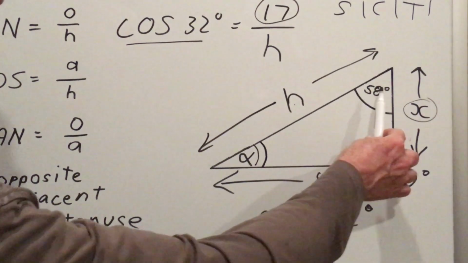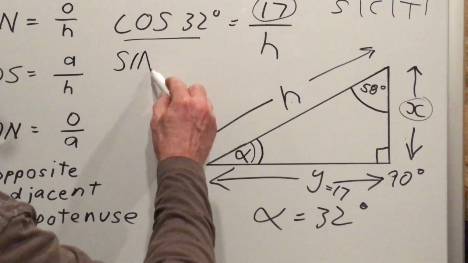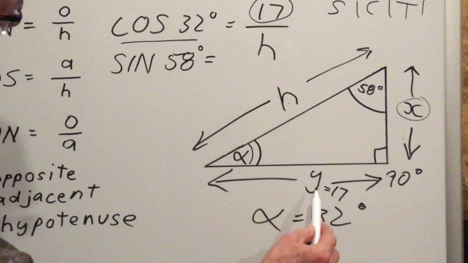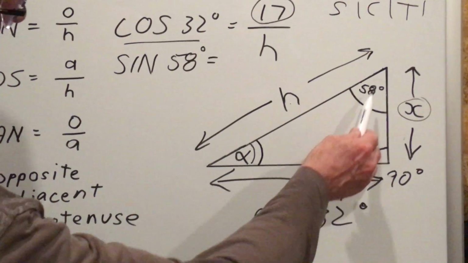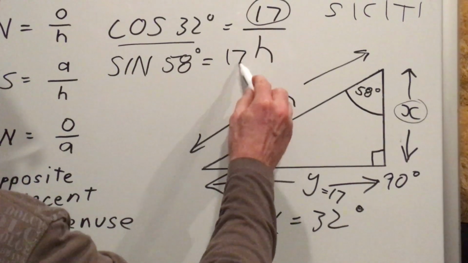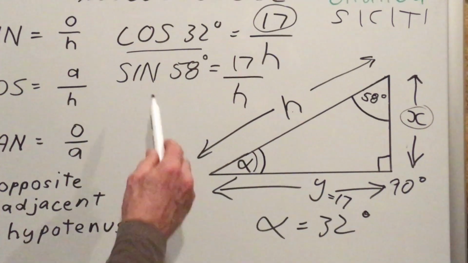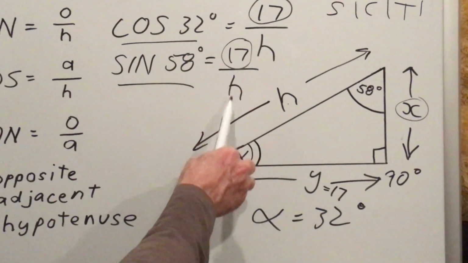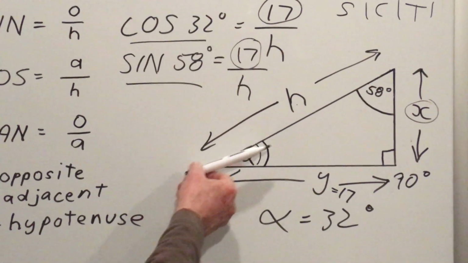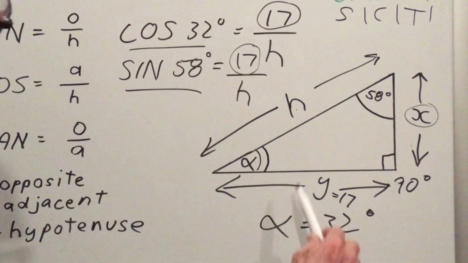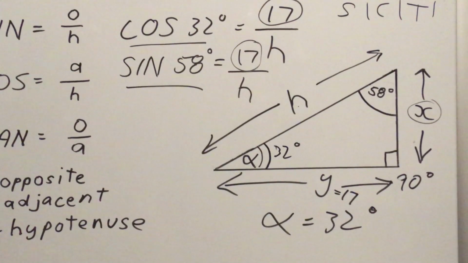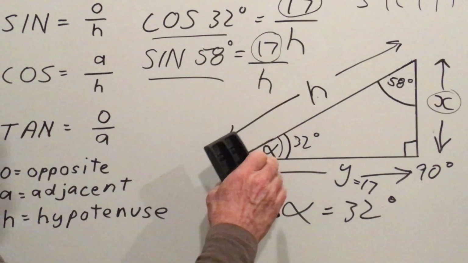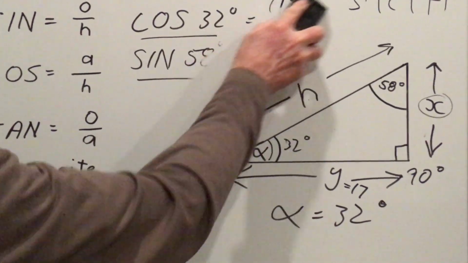I could also work out the hypotenuse by doing the sine of 58 degrees equals y, opposite. So it's the side that's opposite that angle, y, which is 17, over h. This is a number, and this is a number. So again, you'll get the same answer for h whether you do the sine of 58 or the cos of alpha, which is 32 degrees. So it's a way of working out the length of sides given one side and given one angle. You can work it out.